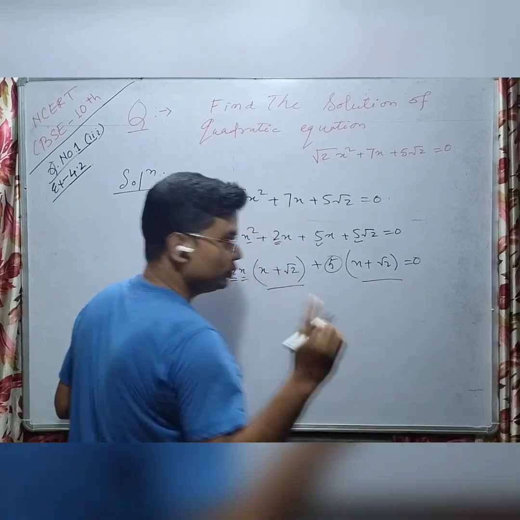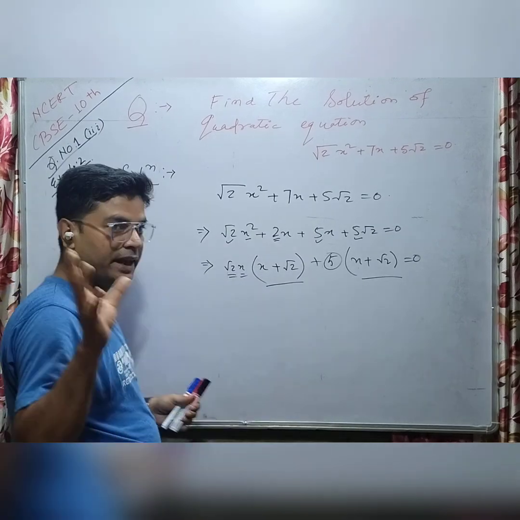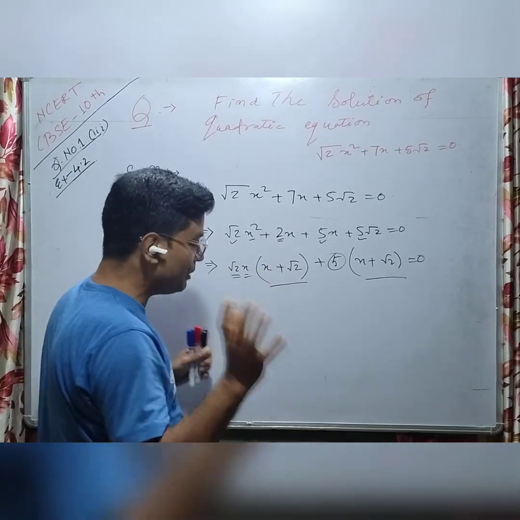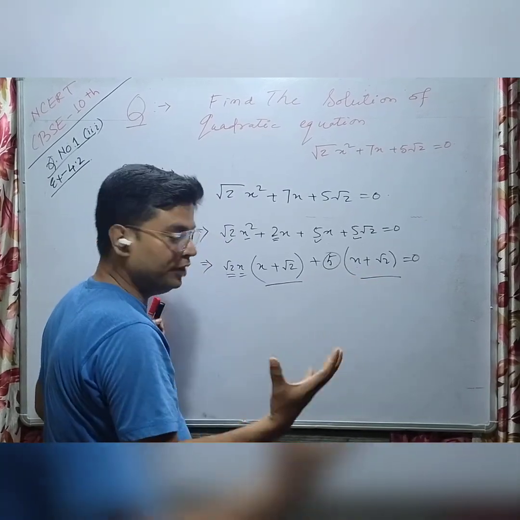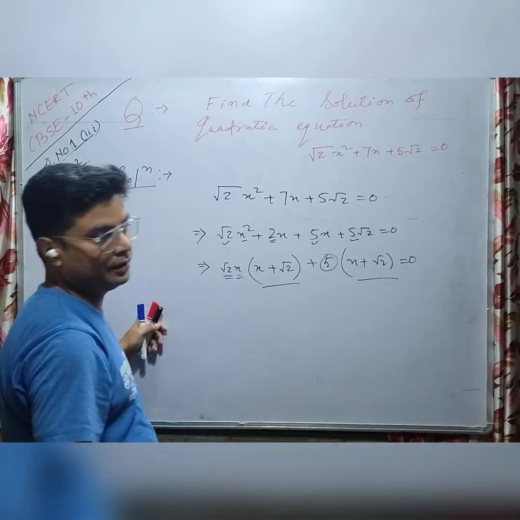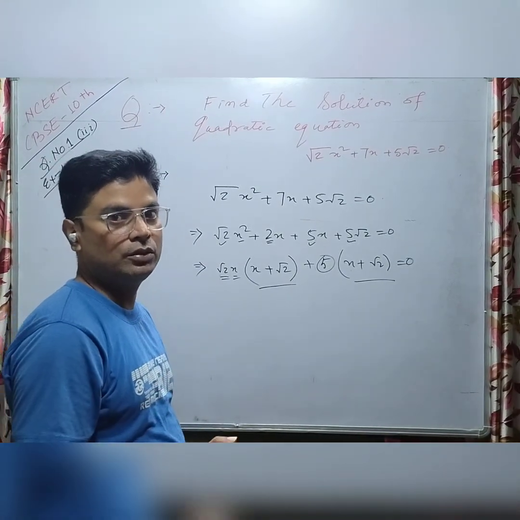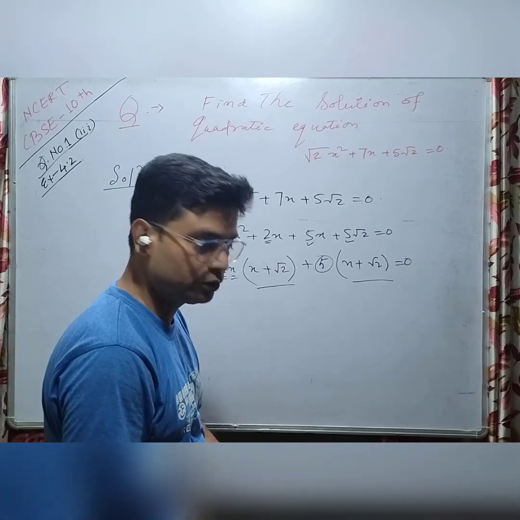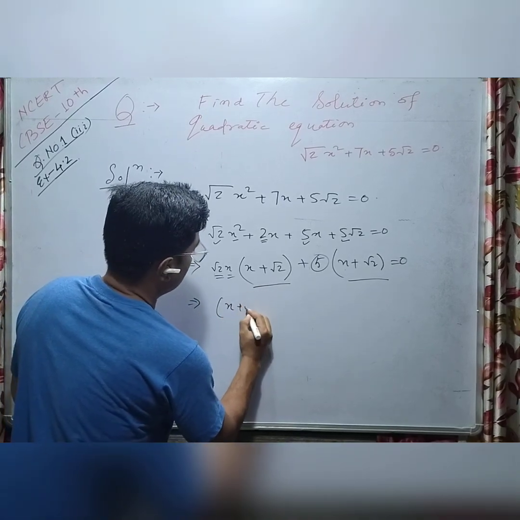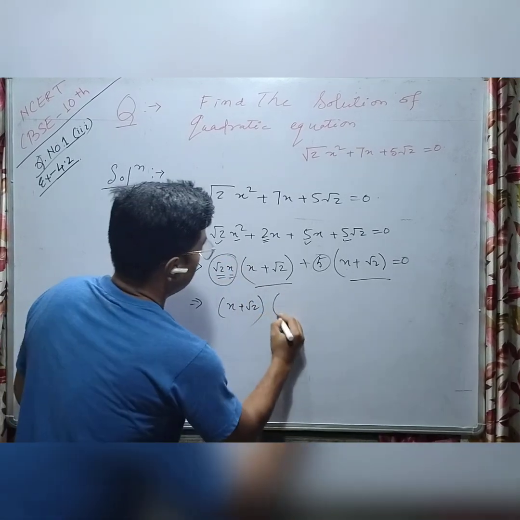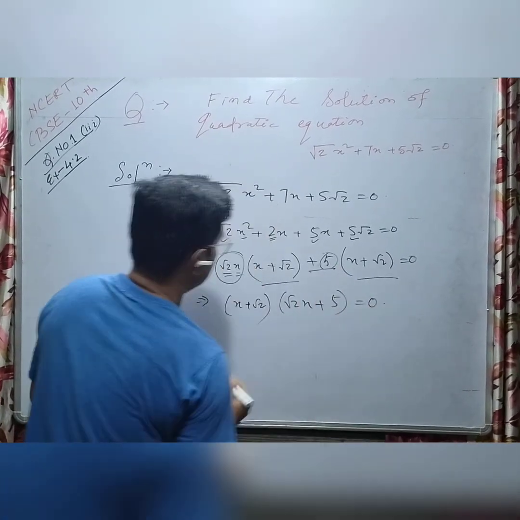Students, another important thing: when you have factorized any kind of term, remember these two terms must remain the same. If these two terms do not remain the same, then there will be a problem in your methodology or in your work. Understood? So x plus root 2 and x plus root 2. I will take x plus root 2 common, and here root 2 x plus 5 is equal to 0.